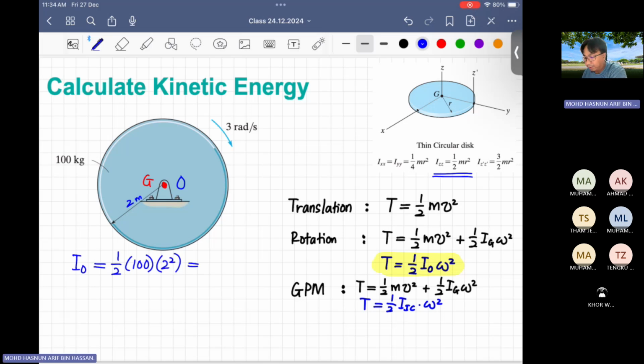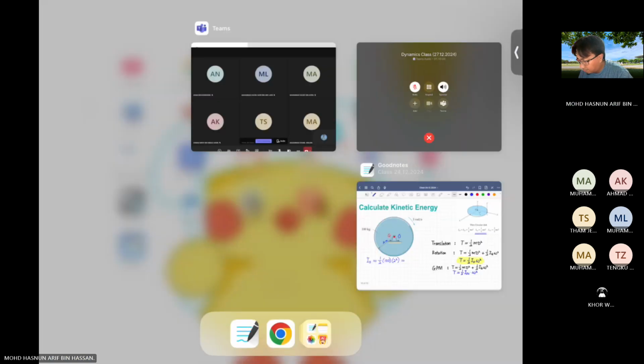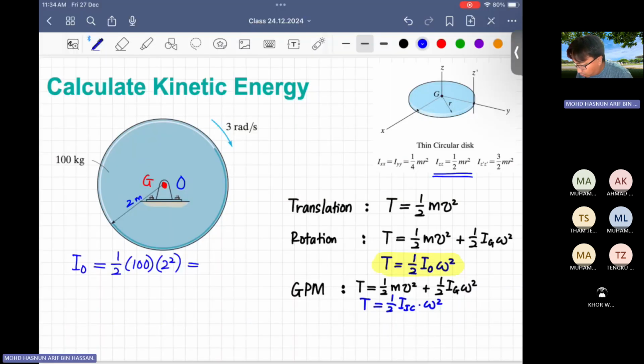And what do you get from here? 1/2 times 100, that is 50. 50 times 4, that is 200, right? So 200. Sorry. That is 200. So 200 kg meter square, that is IO.